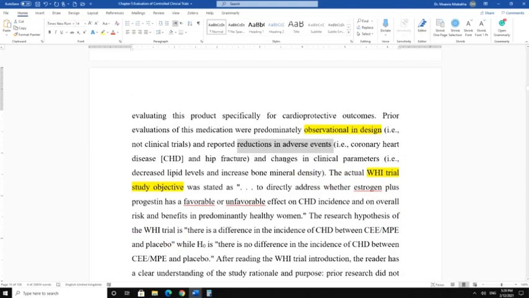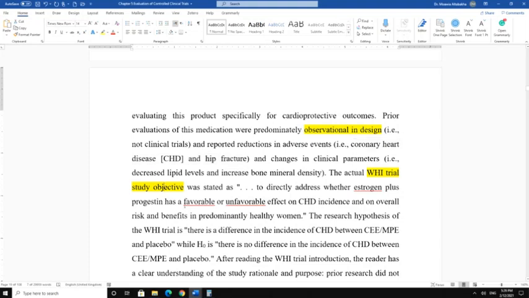طيب في الobservational برضو شافوا there are changes in clinical parameters such as decreased lipid levels وincreased bone density, and these two parameters they support انه في هناك reduction بالcoronary heart disease وبالهيب fracture. فحكوا طيب خلينا نثبت هلا how do we provide evidence.